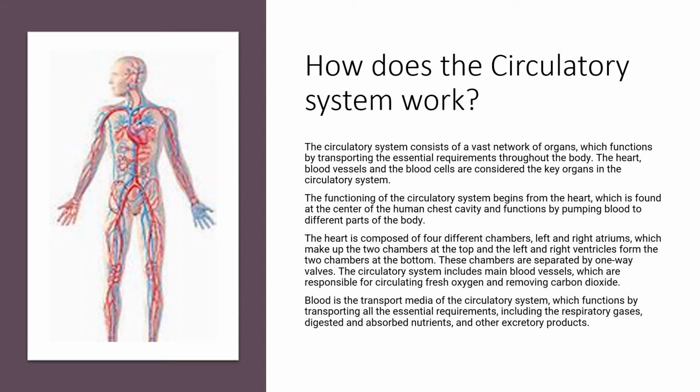The heart is composed of four different chambers: the left and right atriums, which make up the two chambers at the top, and the left and right ventricles, which form the two chambers at the bottom. These chambers are separated by one-way valves. The circulatory system includes main blood vessels, which are responsible for circulating fresh oxygen and removing carbon dioxide. Blood is the transport media of the circulatory system, which functions by transporting all the essential requirements, including the respiratory gases, digested and absorbed nutrients, and other excretory products.